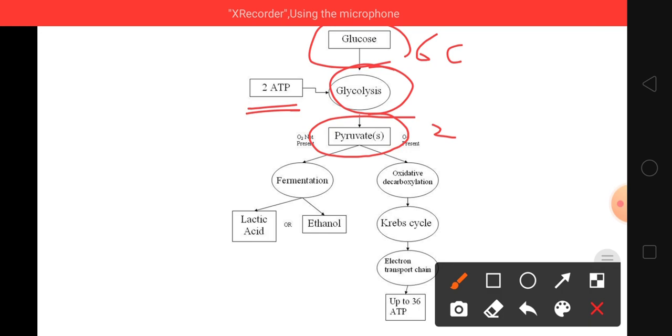This process takes place in the cytoplasm, and this first step is the common step for both aerobic as well as anaerobic respiration. Glycolysis itself is an anaerobic process, so glucose being broken down into pyruvates takes place in the absence of oxygen. This is the first common step for both aerobic and anaerobic respiration. Now what happens to these 2 molecules of pyruvic acid? It depends on which organism or which cell the further reaction is taking place in.